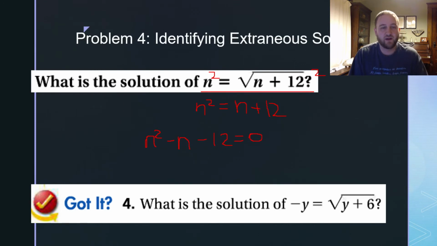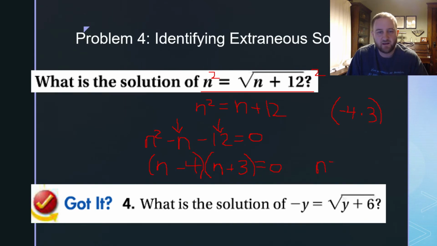To solve this, we're going to need to factor. What we need are factors of negative 12 that add to negative 1. Our factors for that are going to be negative 4 times positive 3. So it's going to be n minus 4 times n plus 3 equals 0. That means n is equal to positive 4, right? 4 minus 4 is 0. And negative 3. Negative 3 plus 3 equals 0.